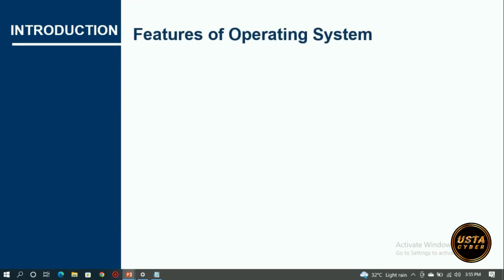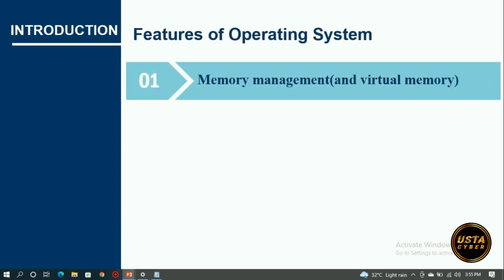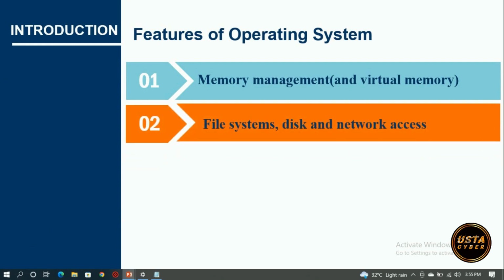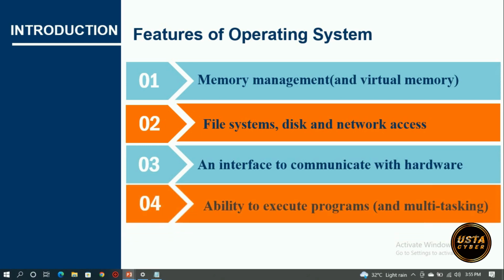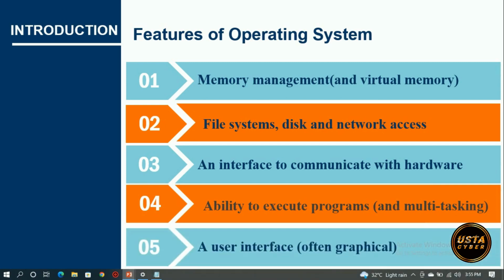Features of an operating system. Number 1. Memory management. Number 2. Operating systems have the functionality of managing the file system, disk management, network access and network management. Number 3. An interface to communicate with hardware. Number 4. Multitasking, the ability of the system to execute multiple computer programs. Number 5. A user interface, through which a user can interact with the system using a command line interface or graphical user interface.